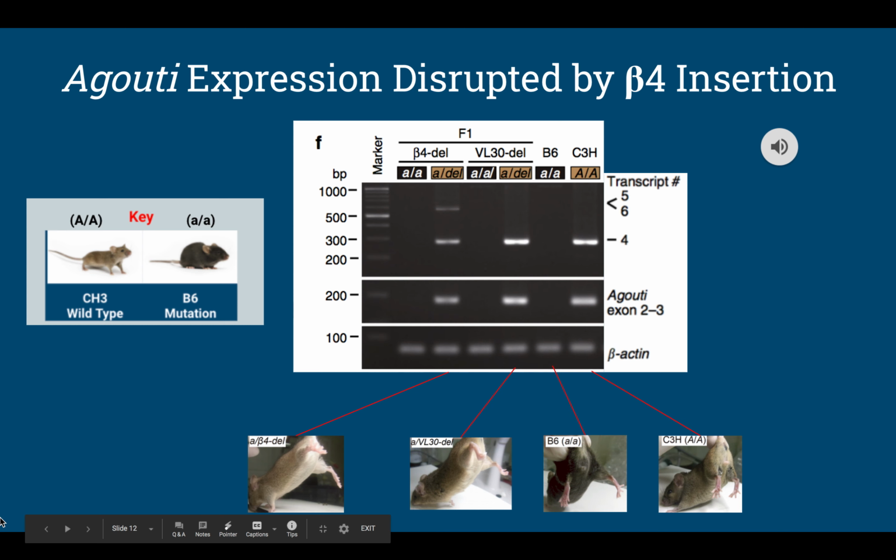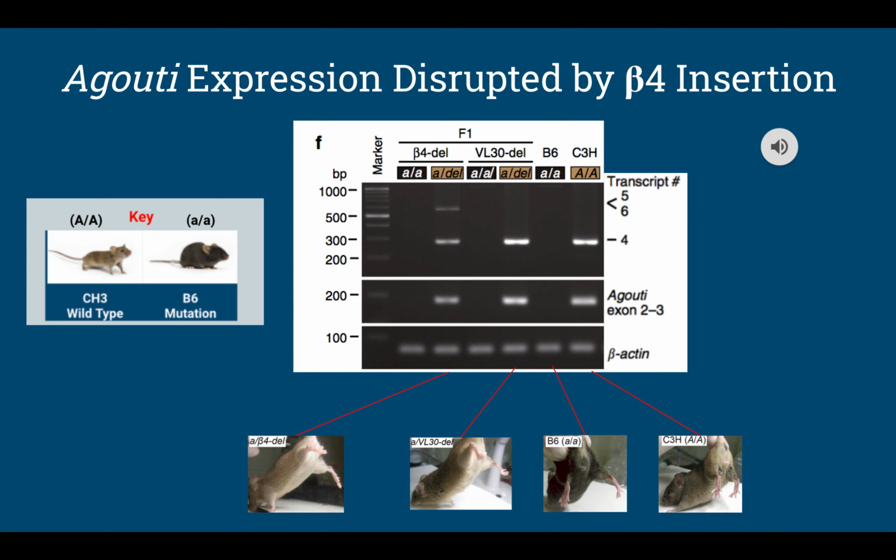The group looked further into seeing if maybe the beta-4 insertion inside of VL30 was something that was causing the different splicing pattern and the different gene expression that was seen in agouti and non-agouti mice. So to see if this was the case, they deleted both the beta-4 and also the entirety of VL30 within the two different strains of mice that they were looking at before, the wild type and the non-agouti mice.